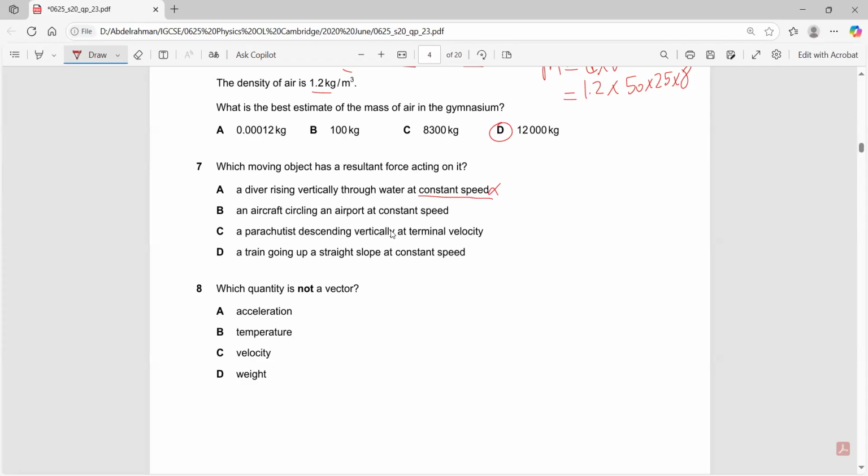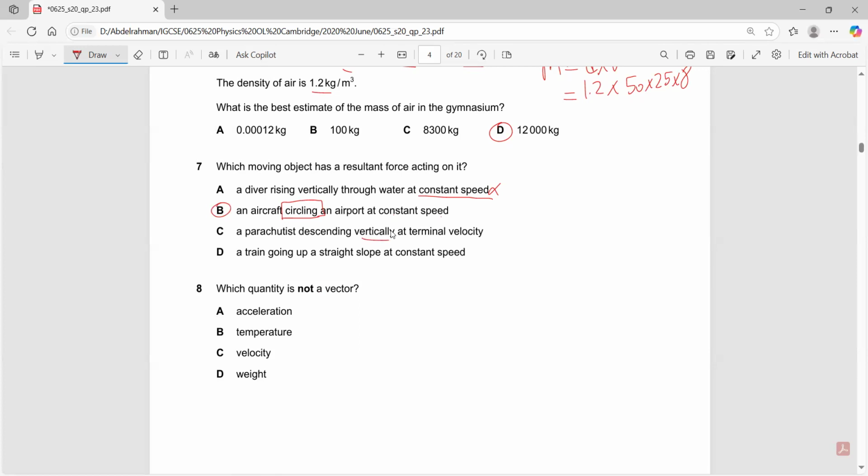An aircraft circling an airport at a constant speed. So you might say it's moving with a constant speed, so it doesn't have a resultant force acting on it. Which would be wrong. Why? Because it's moving in a circular motion. Whenever you're moving in a circular motion, there is a centripetal force acting towards the center of the rotation. So don't forget about the circular motion. Yes, it's B. Again, all of the others would be wrong.